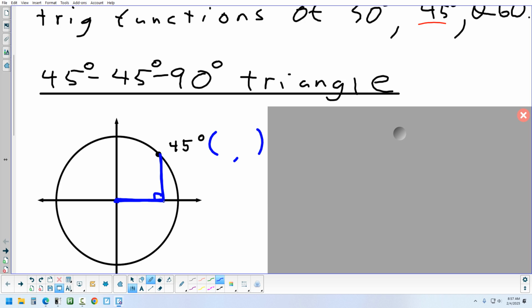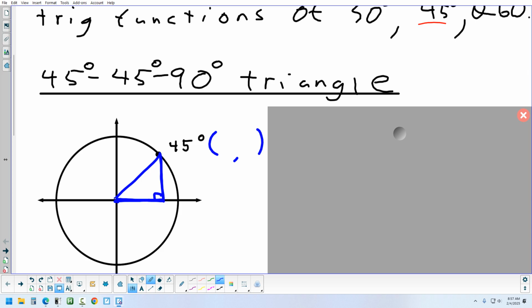Anybody have an idea what kind of shape we're going to make? Like a triangle. Yeah, we're going to make a triangle. How are we going to make a triangle? Connect the lines. Like that? No. So you want to draw a line from the 45 to the origin. Yeah, so we're going to draw a line from the 45 to the origin. And now we're going to try to work with that triangle.